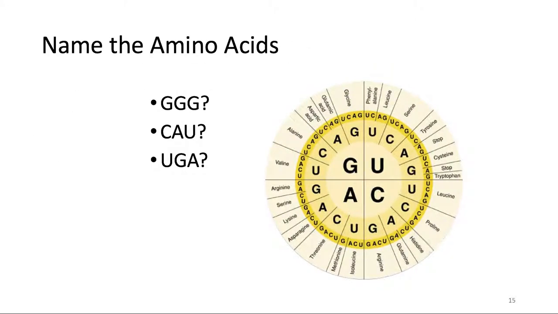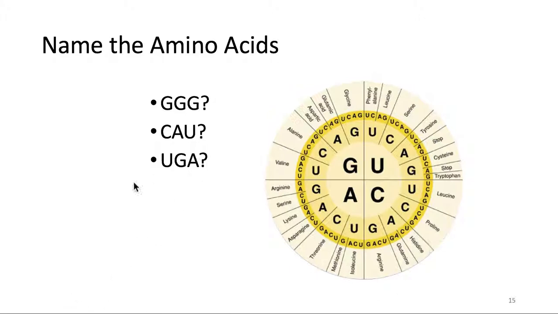Now we're going to try a couple other ones together. So what about GGG? So again, I'm going to start in the middle, G, work my way out, find the second G, and then I'm going to go out one more, and I'm going to look for the G, and that's right here. That's glycine. Okay, so let's try another one. CAU. What could CAU be? So we start in the middle, C, go out one, A, and we look for the U right here, histidine.